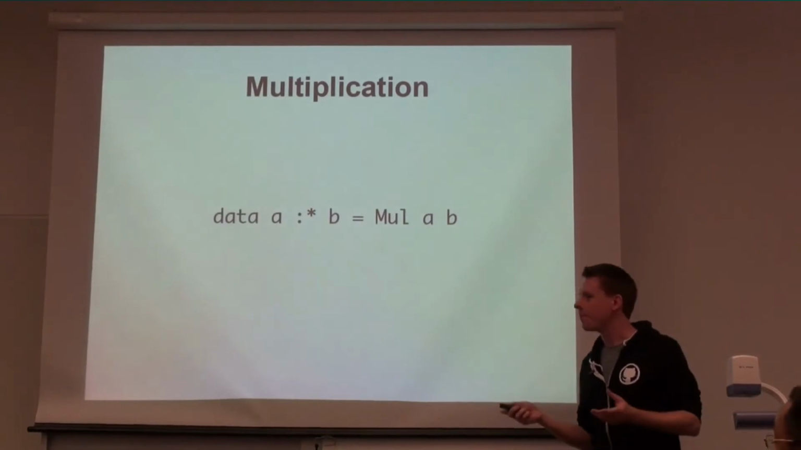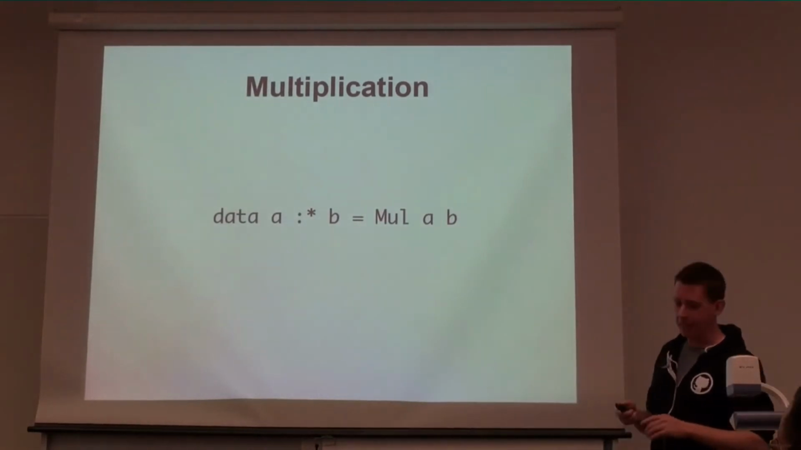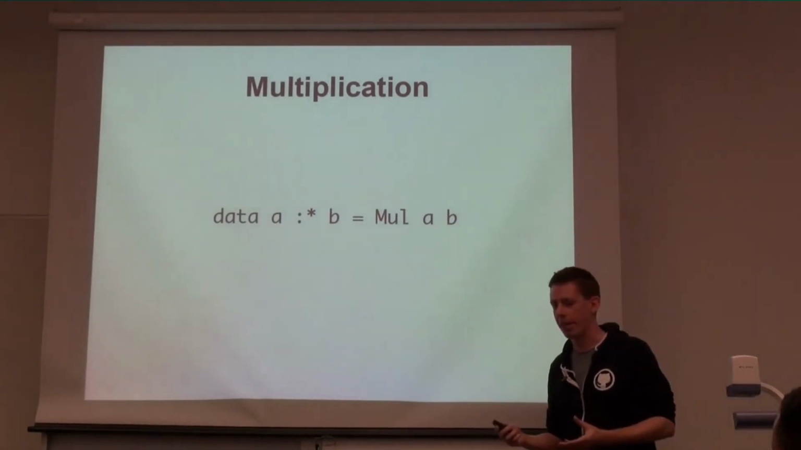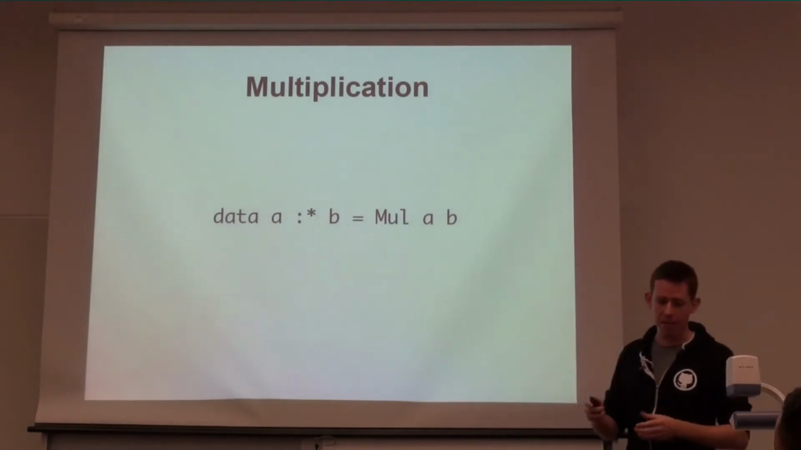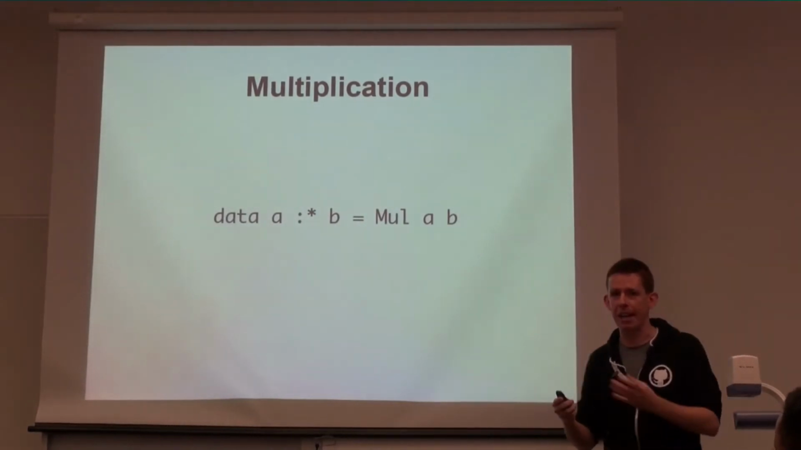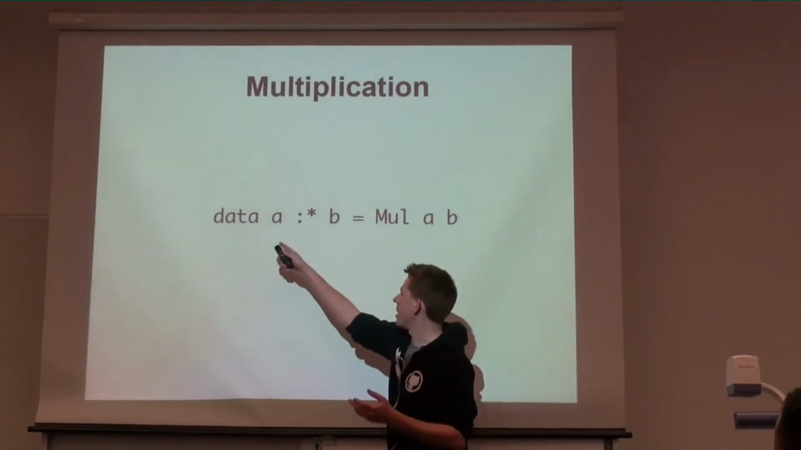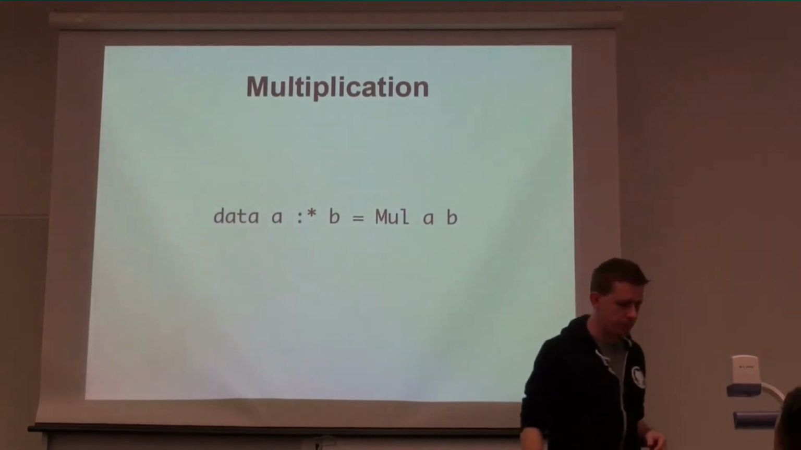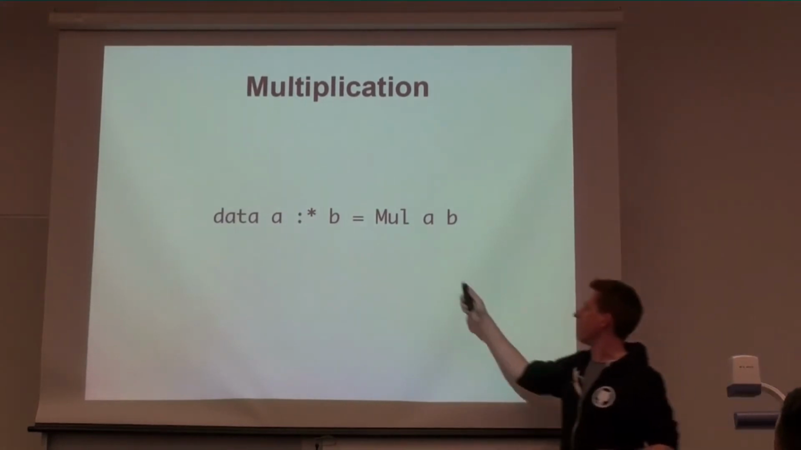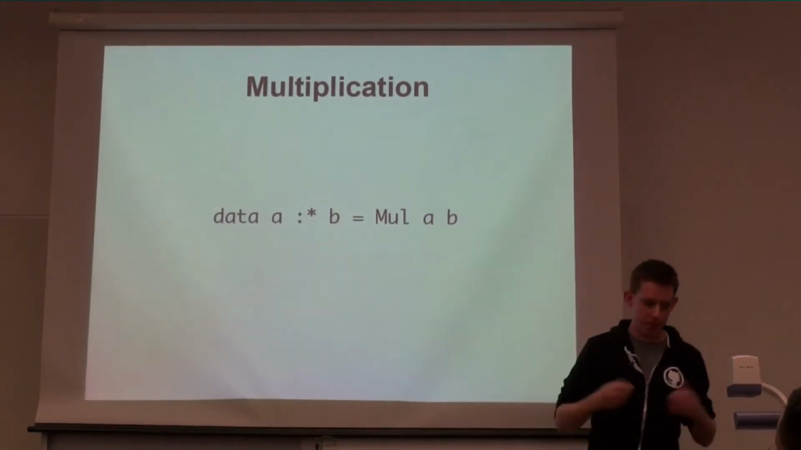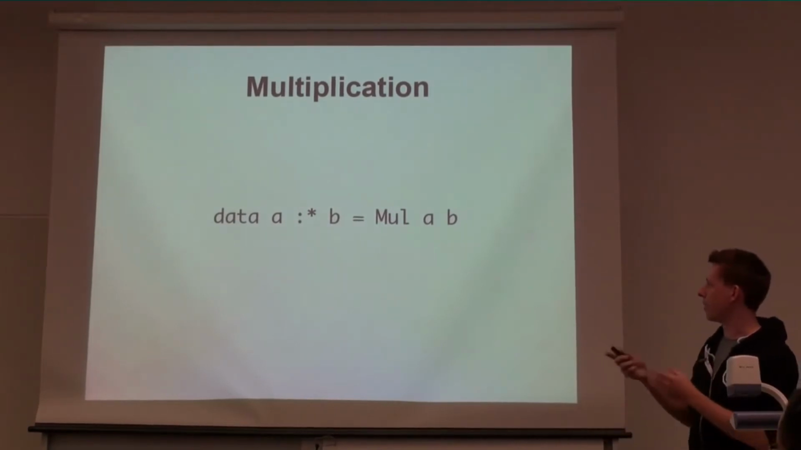Okay, multiplication. Here, the type version of multiplication is that instead of having either an A or a B, you have both an A and a B. Another data type, A times B. And here we have a single constructor, and it has 2 arguments, so it has to have both an A and a B present.